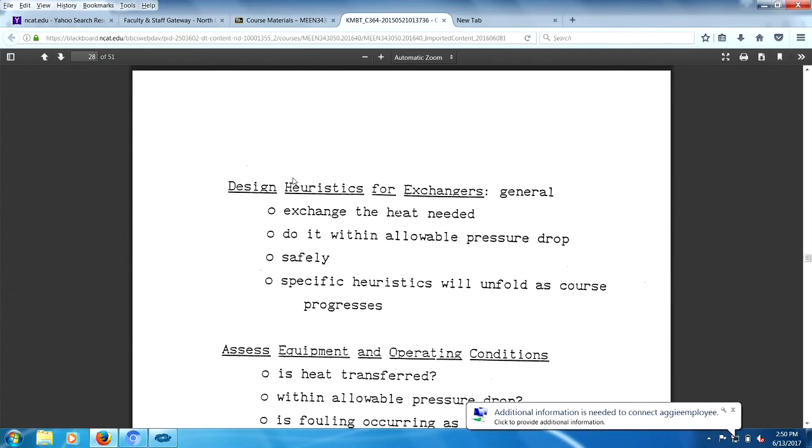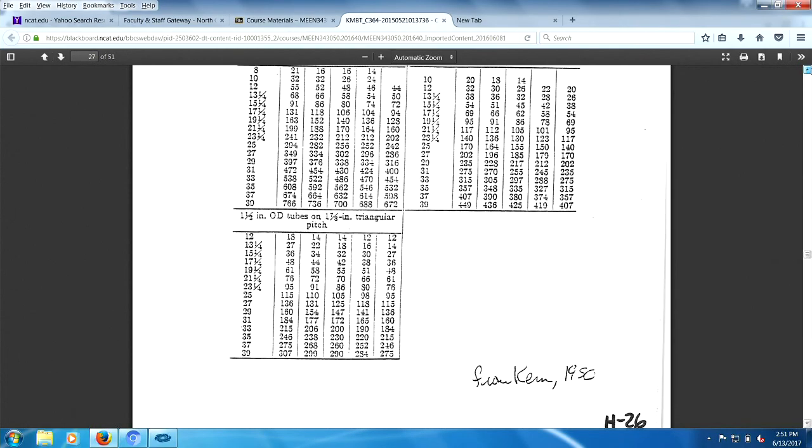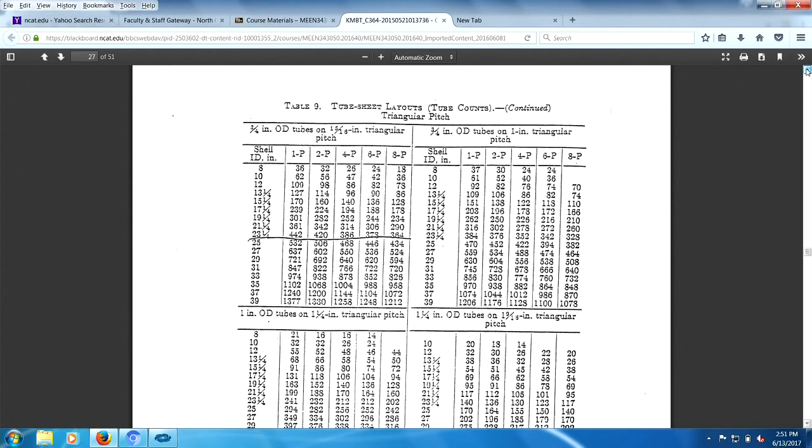Heuristics, that's sort of like rules of thumb, but rules of thumb are dangerous. Heuristics: you want to exchange heat with an allowable pressure drop, and you want to do it safely. And heuristics will unfold as the course progresses. There you go. I should go back here for a second.